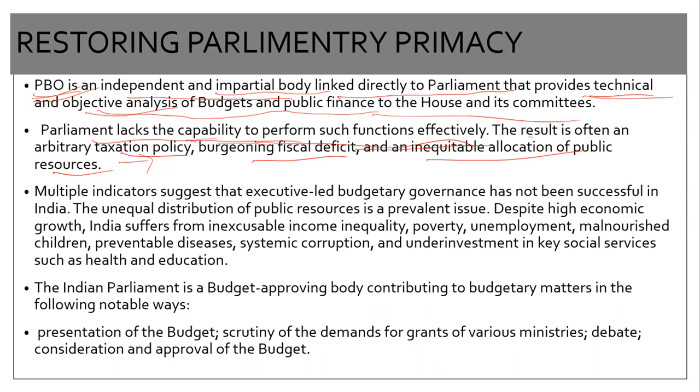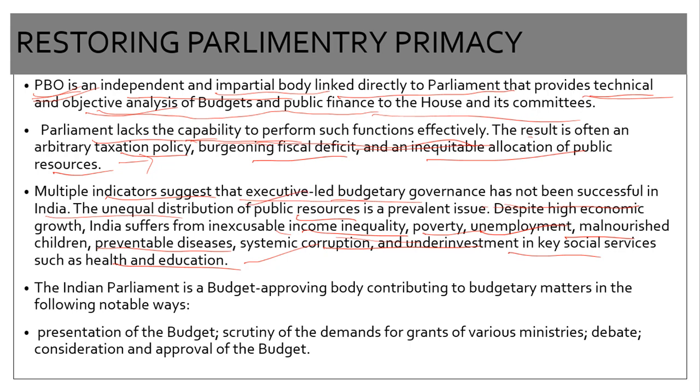Fine. And this article tries to say that many indicators in India throughout the years have suggested that the executive has not been successful in implementing budgetary governance in India. The examples the article brings in are the unequal distribution of public resources, income inequality in India, and the prevalence of poverty, unemployment, malnourished children and underinvestment in schemes such as health and education. So these are the scenarios which reflect that the executive has not been successful in bringing in budgetary governance.